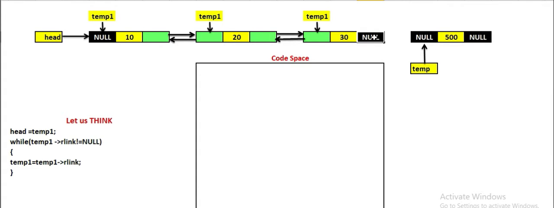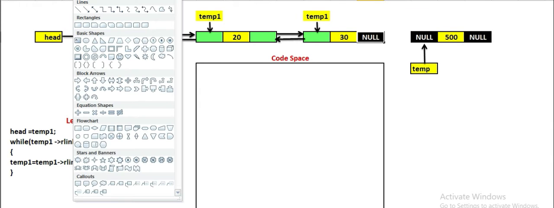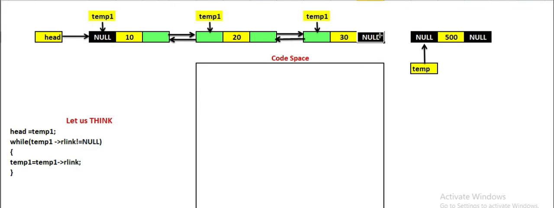So instead of null on the right link, you have to give the address where it is pointed by temp. Also, this temp's left link should point to temp 1. So these are the two changes you need to do. First, you need to give the address from temp 1's right link to temp.